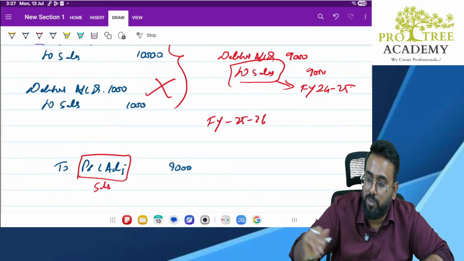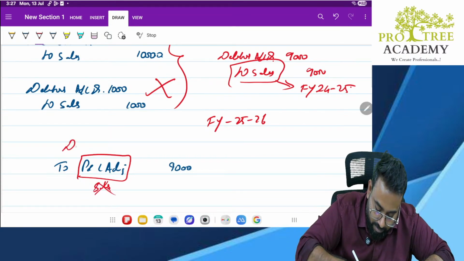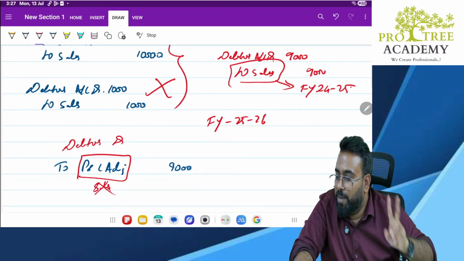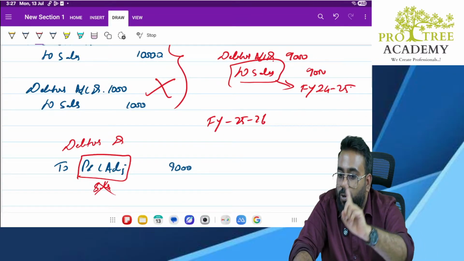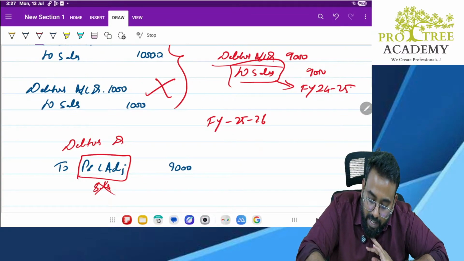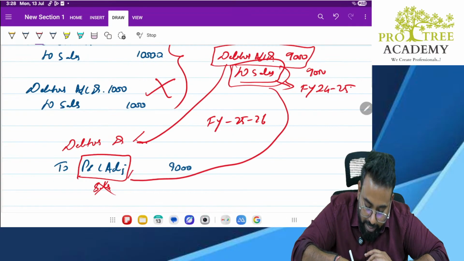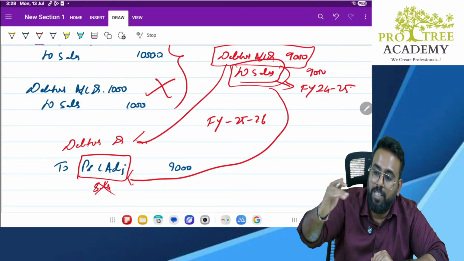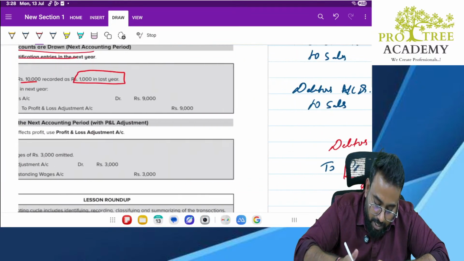How much? 9,000. So debit side will be debtors only. I already told you, assets and liabilities will come as they are. Only income and expenditure will go to P&L adjustment account. Clear? So one half of the entry will come as it is. The remaining half entry will go to P&L adjustment. Am I clear? All the income and expenses will get adjusted with P&L adjustment account. Am I clear? Everybody? Next illustration.